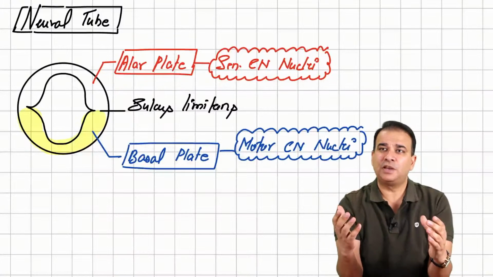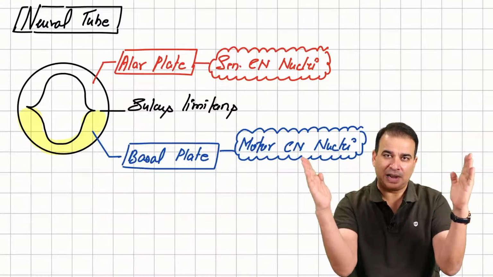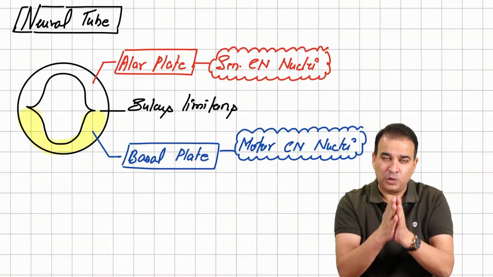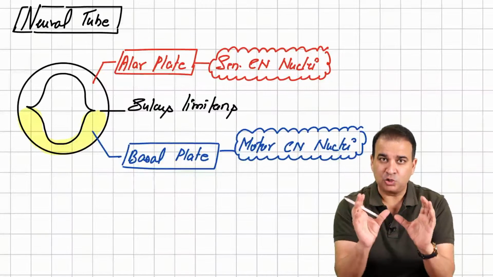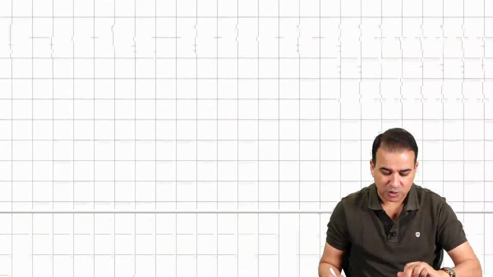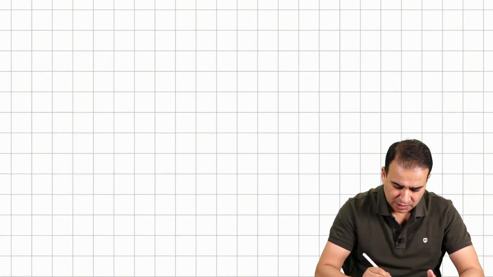Which is a simpler explanation: when the neural tube opened up, the alar plate took all the sensory nuclei toward the lateral side, and basal plate took the motor nuclei toward the medial side. So let me go to the next step where we'll open this neural tube up and see how exactly it is going to look. So guys, it's just a next step picture only. This is a neural tube opening up.